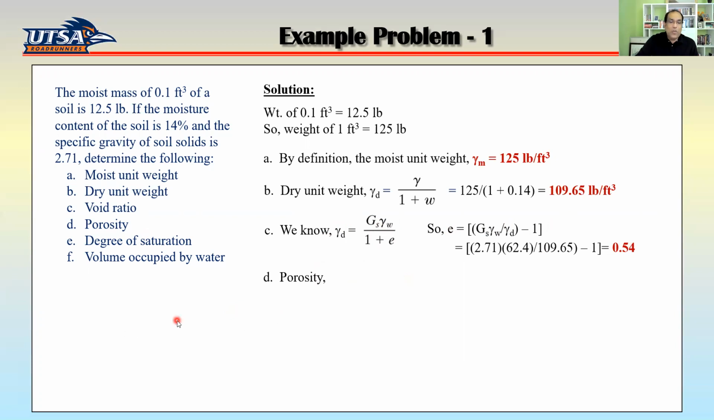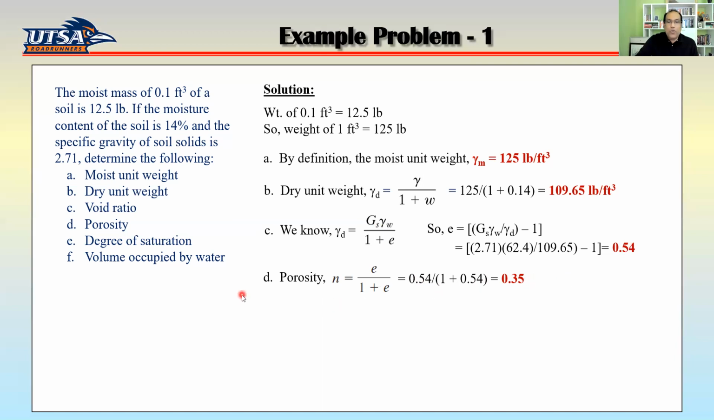That's actually also given in your FE reference handbook. So porosity is basically n equals e divided by 1 plus e. If you plug those values, like 0.54, that's e divided by 1 plus e. So you get n equal to 0.35.